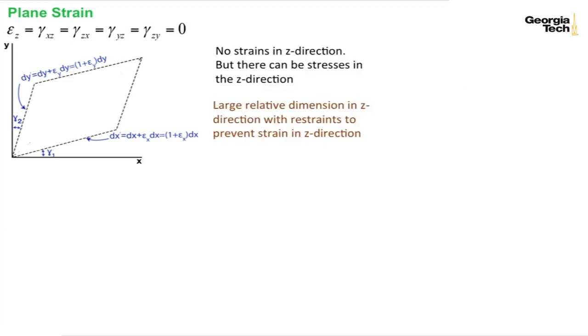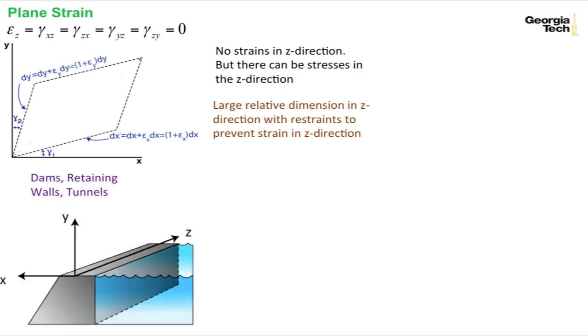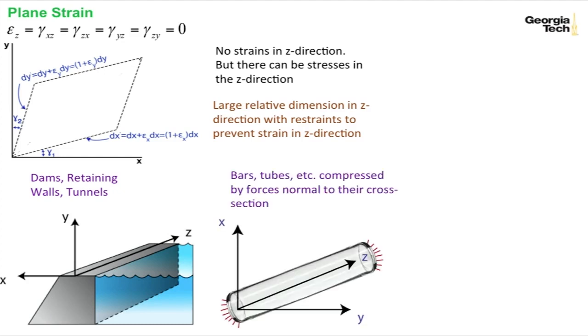And so for plane strain, some examples would be things like dams or retaining walls or tunnels where you have a large z component which is restrained, so you can get stresses in the z direction but no strains. Another example would be bars or tubes that are compressed by forces normal to their cross-section in the z direction so that they have no strain in the z direction. They have strains in the x and y direction, but this is plane strain.